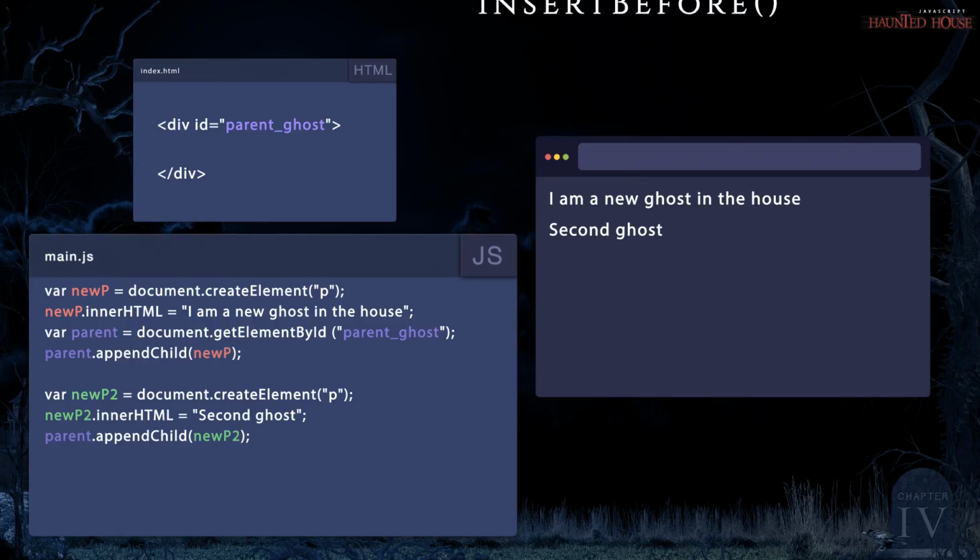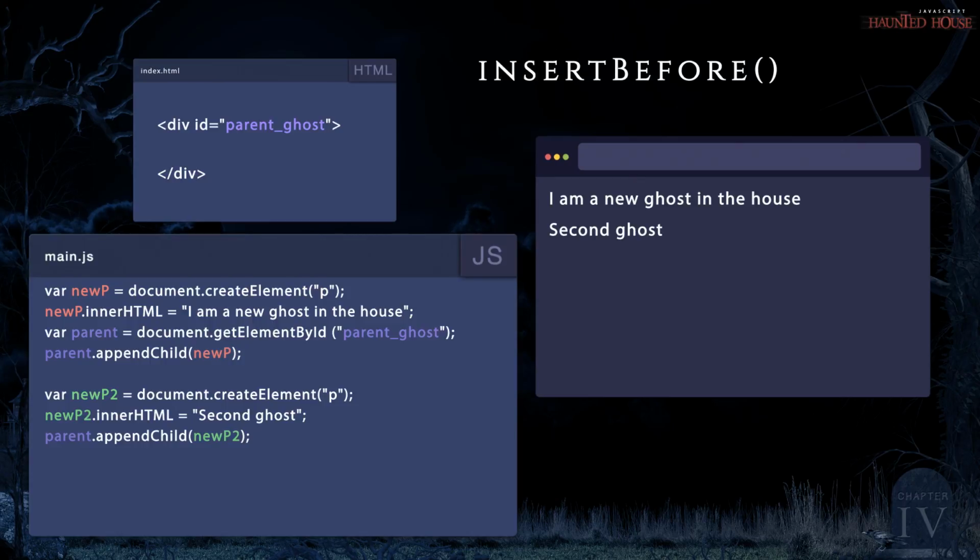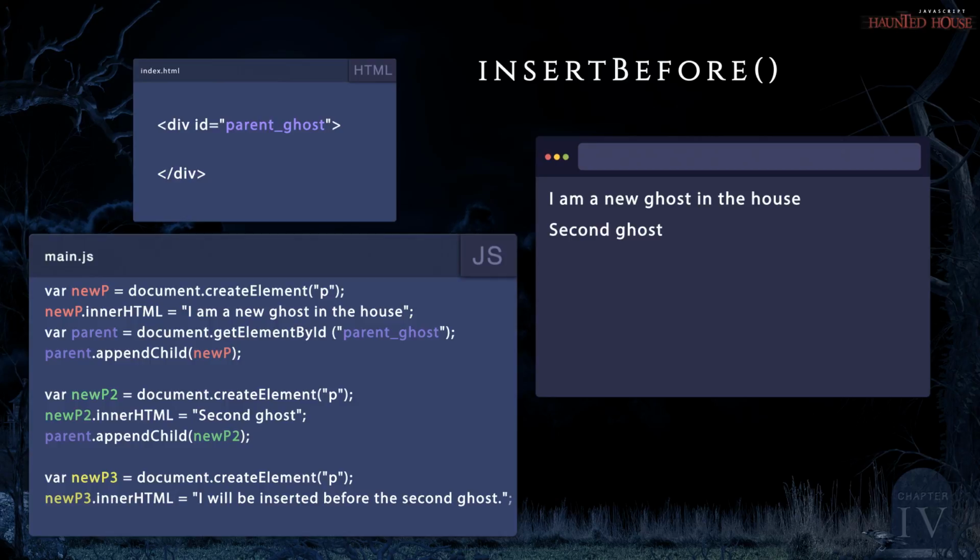The insertBefore method allows us to attach a new element above an existing one. Let's create a new paragraph and store it in a variable newp3. So we can use the insertBefore method and see how it works. Always starting with the parent element, we call the insertBefore, and in the first argument we pass the new element, while in the second argument we pass the reference element.